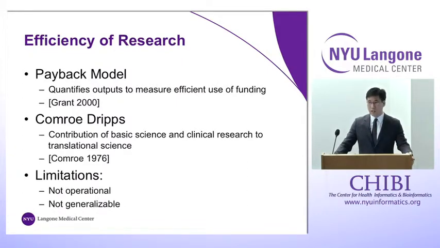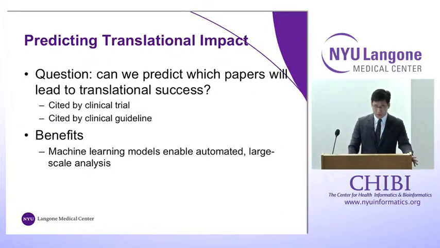Now, the limitation of these two literatures is that they relied on case studies and manual review, so they're not exactly generalizable. Whatever results or findings they had focused on a small number of topics, and you can't necessarily scale those to cover all topics or all areas of medicine. Which leads me to the work I'm going to be talking about with predicting translational impact.